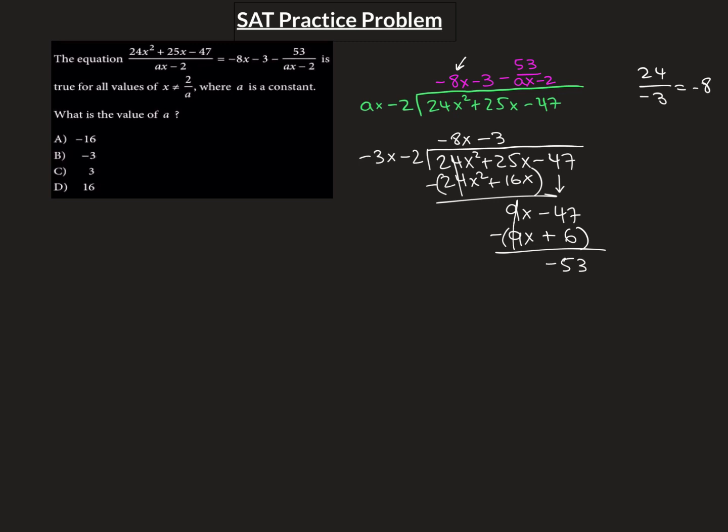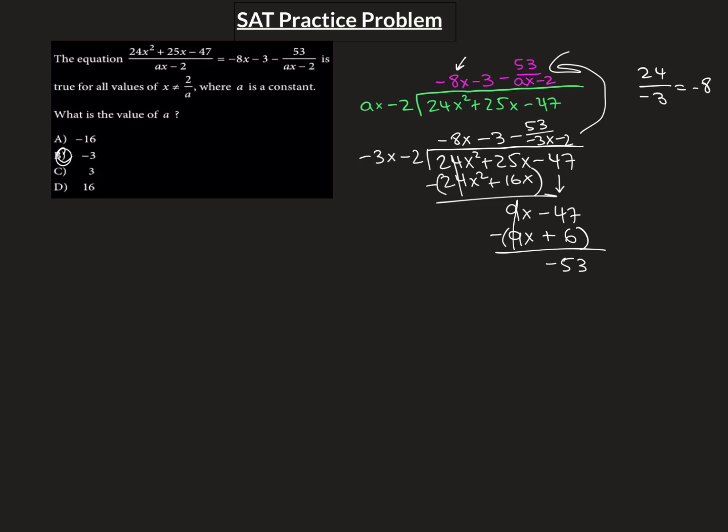And that would result in our final answer of −8x − 3 − 53 over −3x − 2. That checks out because that goes back to our final solution. So we know the answer is −3.